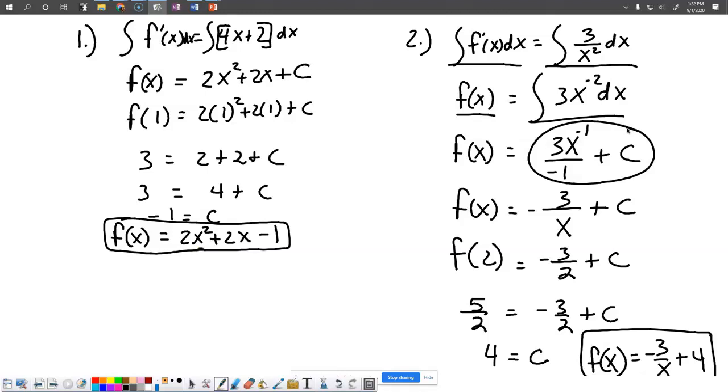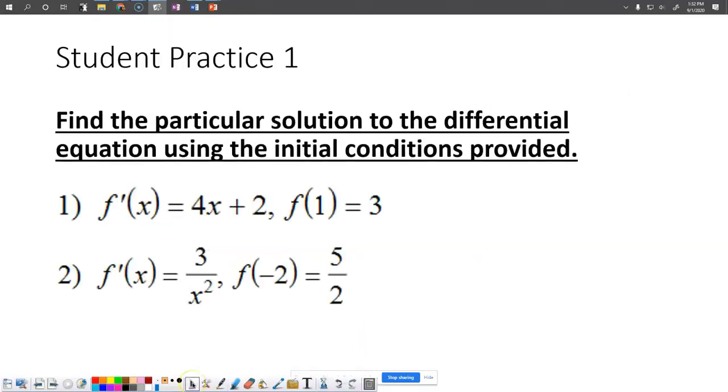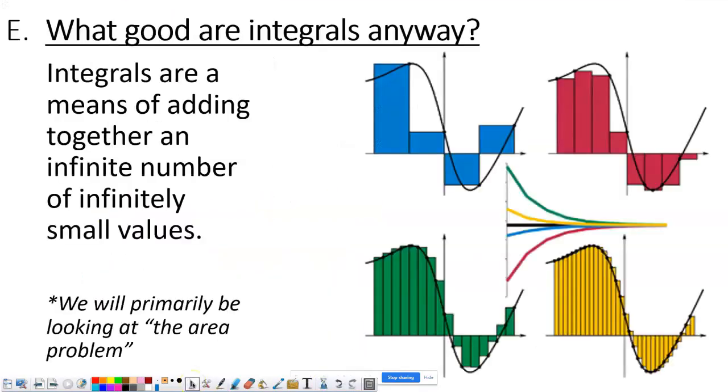So pay attention to that kind of stuff because that does matter. You don't want to have your final answer still have an integral on there, because I see students leave that there all the time. Once you take the integral, get rid of it. Okay? All right. So there's that.